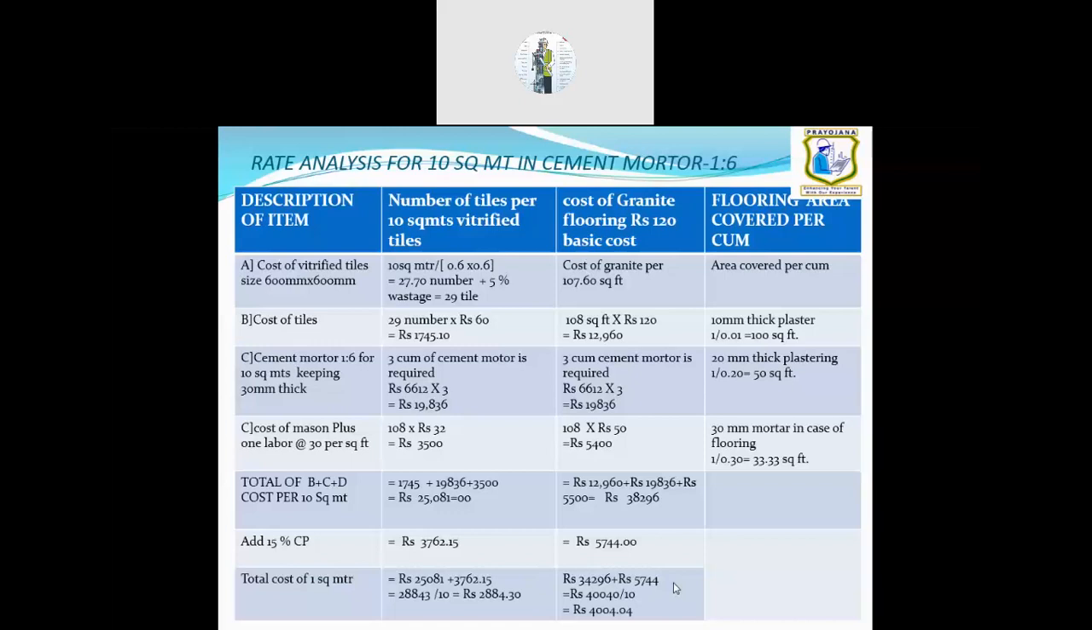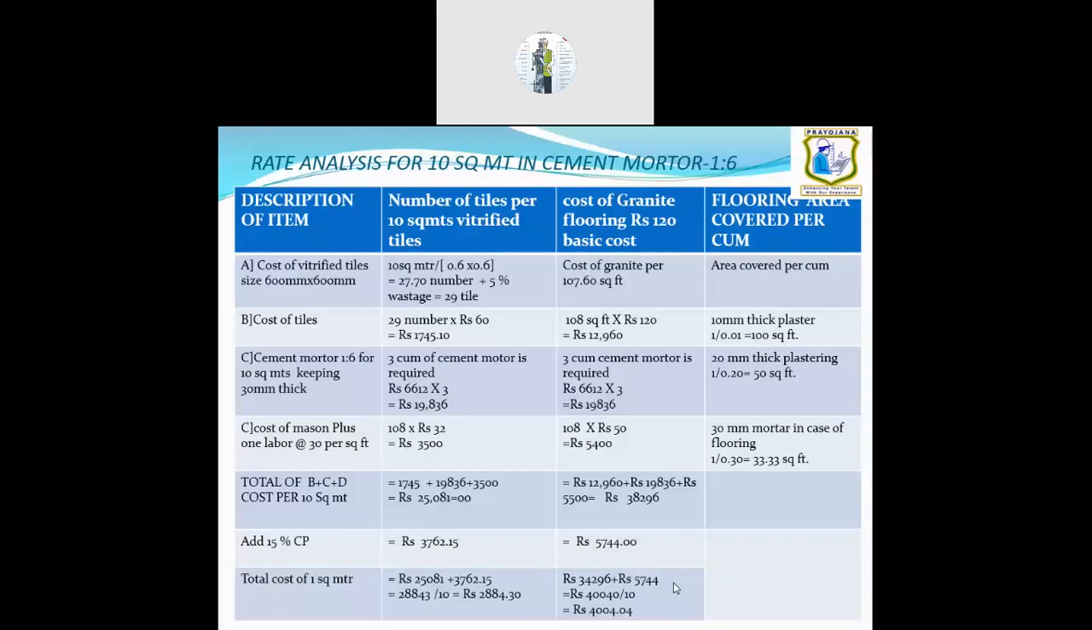Here the basic cost was 60 rupees. Here I have taken 120 rupees. It varies from color to color. If it is a normal color steel granite, it will cost around 80 to 120. If it is a red color or any other dark color, green color, it costs around 200, 240, 300 rupees, depending upon the particular quality of granite.